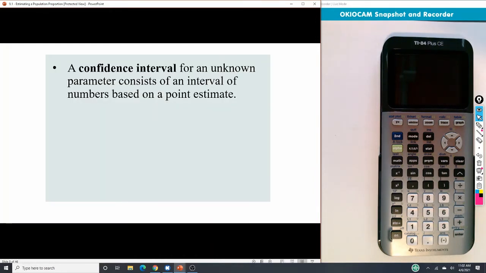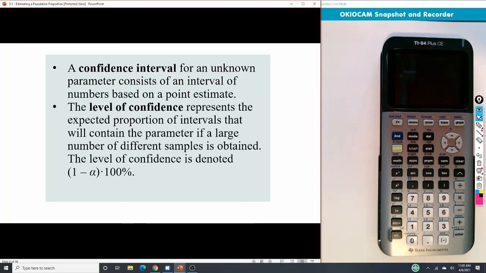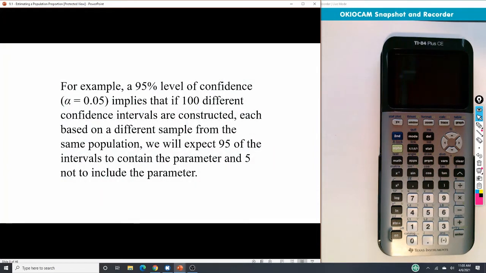Okay, now a confidence interval for an unknown parameter consists of an interval of numbers based on the point estimate, and the level of confidence represents the expected proportion of intervals that will contain the parameter if a large number of different samples is obtained. Okay, now we denote that with (1 minus alpha) times 100% because we always change those over to percentages. All right, so for example, here 95% confidence, our alpha would be 0.05 because 1 minus 0.05 gives me the 95%. Okay, so we would expect in a 95% confidence level that 95% of the intervals contain the parameter and 5% do not contain our parameter.